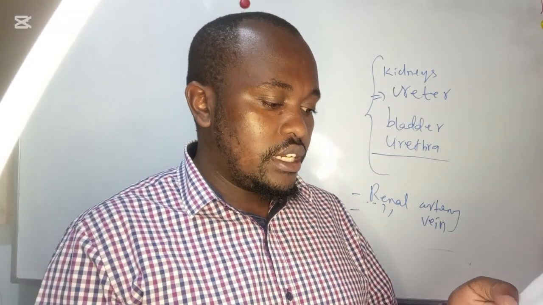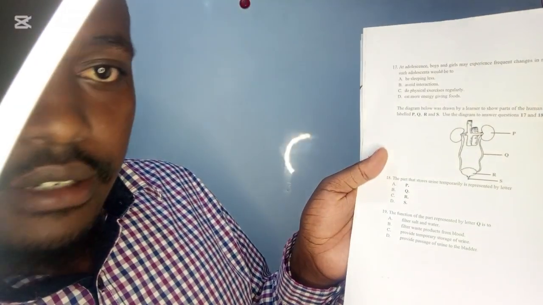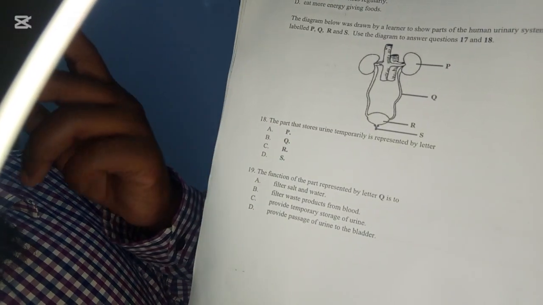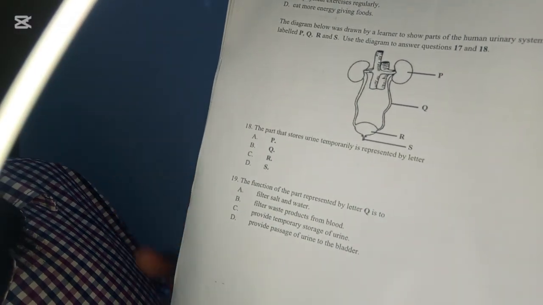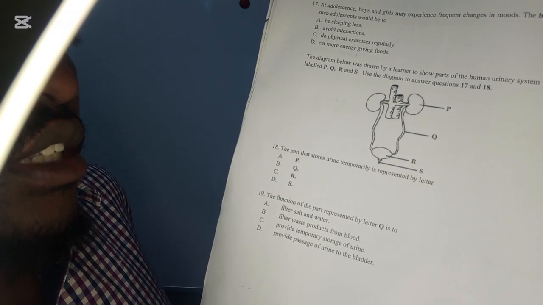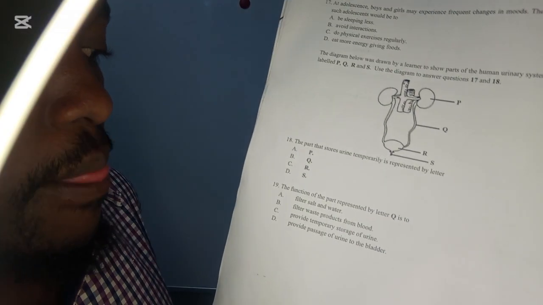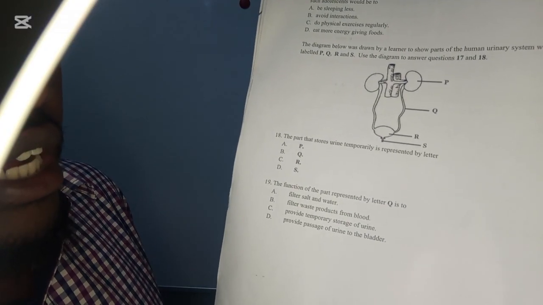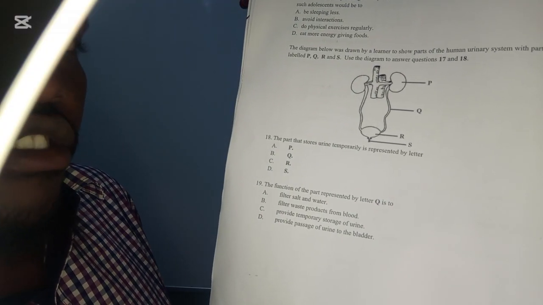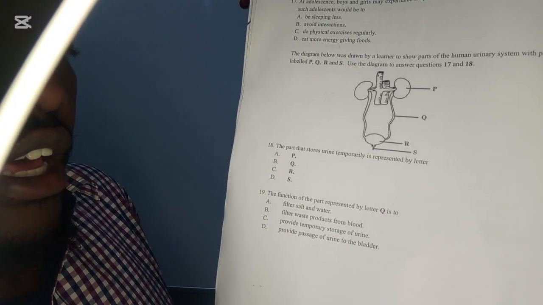But question 19 asks the function of the part represented by Q. Q is to filter salt and water, that is P, where urine is formed, so that is not correct. B, filter waste products from blood, that is not correct, that is the role of P, the kidney.